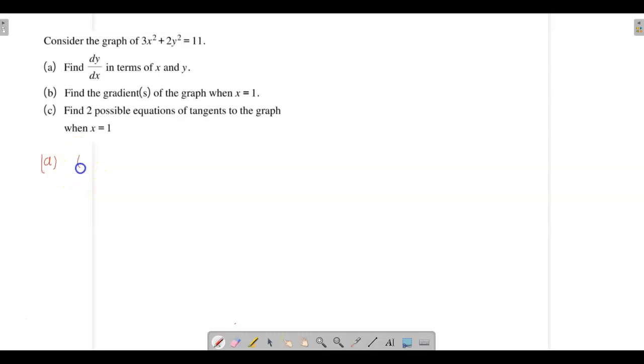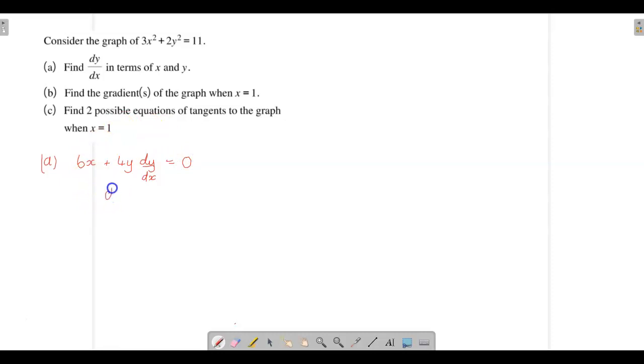So this is going to give me 6x when I differentiate this. I differentiate this with respect to x, and it's just differentiating the y part, so it becomes 4y, but we add on this dy by dx in here. And then when I differentiate 11 with respect to x, that comes out as 0.